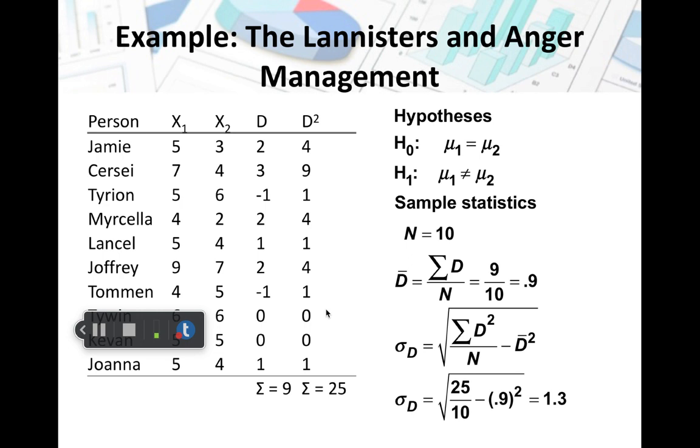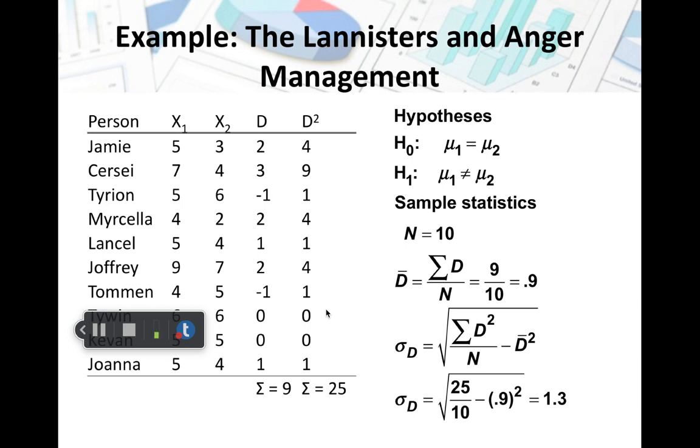So for example, here I have all my people. I've created a new column, D, which represents the difference scores. I take x1 and subtract x2, so I'm taking the before, subtracting the after, and I get 2. 5 minus 3 is 2. For Cersei, 7 minus 4 is 3, and so on and so forth. I then take all of those difference scores for the computational formula and square them. For Jaime Lannister, 2 squared is 4, and so on. Then I can plug that into our formula for sigma sub d.